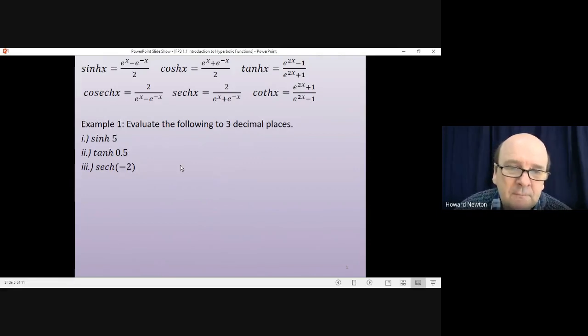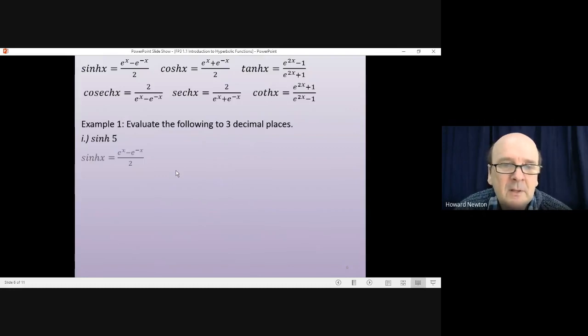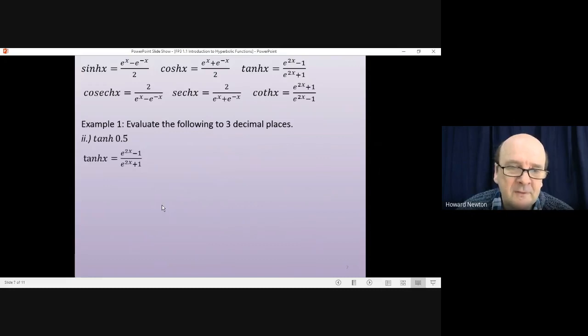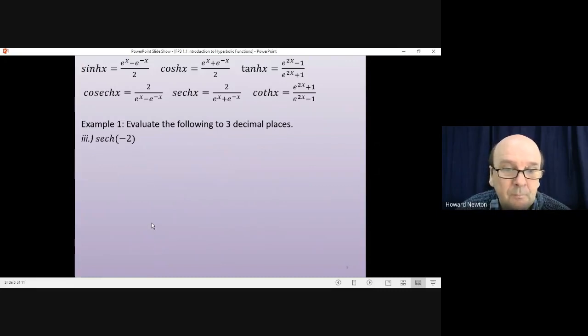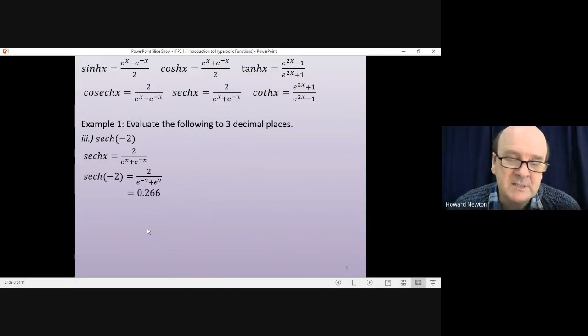Okay, let's have a look. So sinh 5, first of all, that's the formula for sinh x. We substitute in x equals 5, which gives us that. You just put all of that in the calculator, which gives us 74.203. Part 2, tanh of 0.5, that's the formula for tanh x. If we substitute in x equals 0.5, then we will get that. Again, put that in the calculator and you get 0.462. And sech minus 2, I'll use the formula for sech x, which is that, and substitute in x equals minus 2. Put that in the calculator and we get 0.266 for the answer.